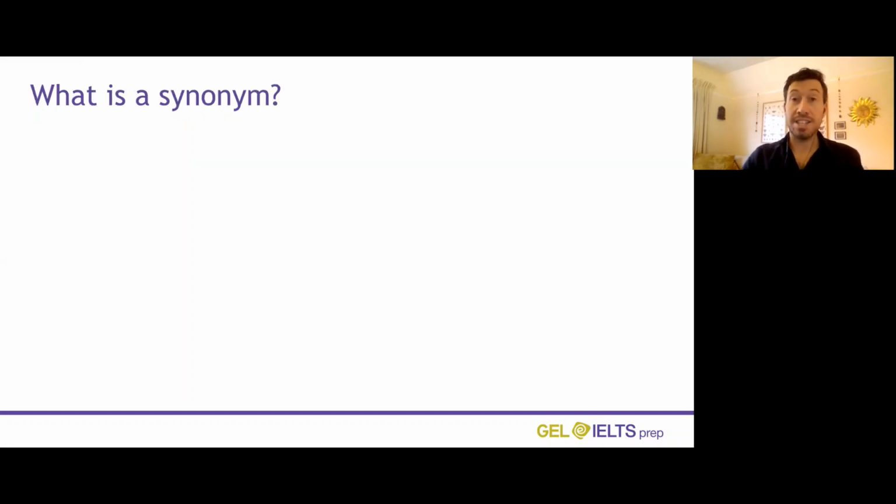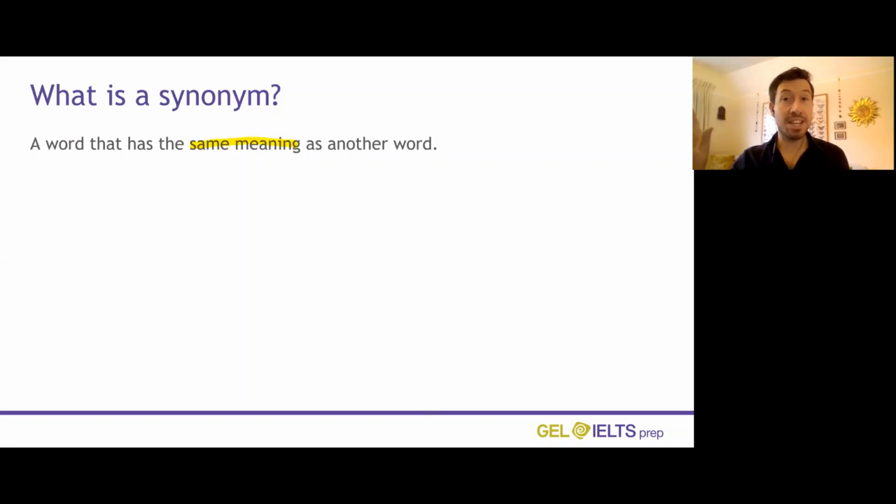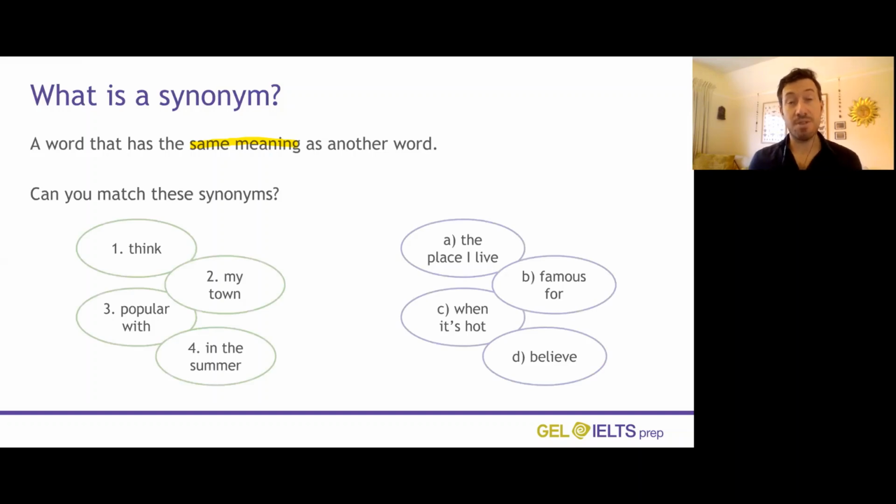So what is a synonym? Well, a synonym is a word that has the same meaning as another word. For example, fantastic and amazing. They both mean very good. So they are synonyms. Now, what I'd like you to do is to match up these synonyms on the left with the ones on the right. And if you look at the question below the video and try to do that, I'll give you 10 to 15 seconds.